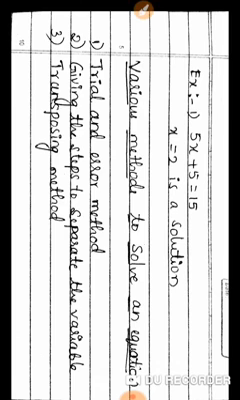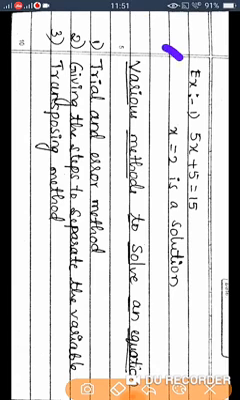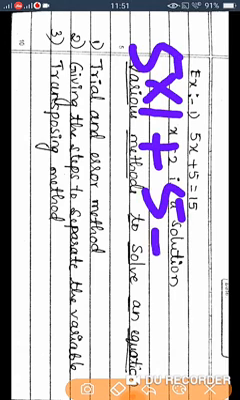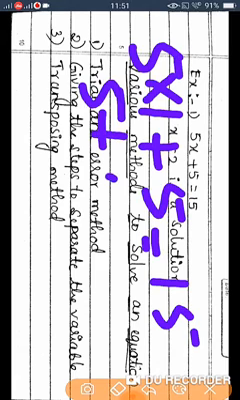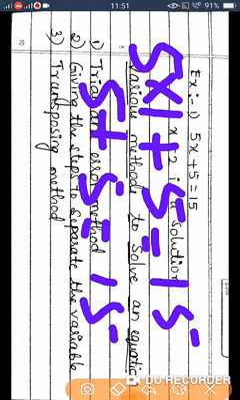various methods are there to solve an equation. The first one is the trial and error method, and then giving steps to separate the variable, the transposing method. Trial and error method means, just now I said, to choose by substituting values. For example, I'll substitute x as 1. Whether it comes to 15 or not. 5 ones are 5, 5 as it is.